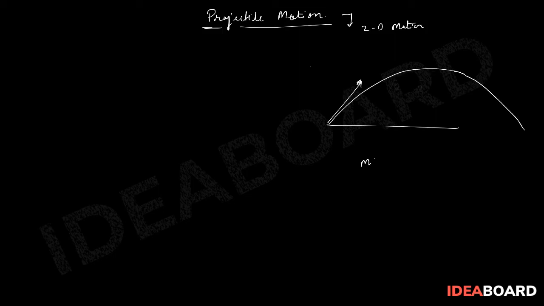Then you can understand it will follow this path, right? And if this is the velocity u and the angle is theta, then we can say this is the projectile path, right? So now here the major parameters we need to determine: time of flight, which is t, which we want to obtain.